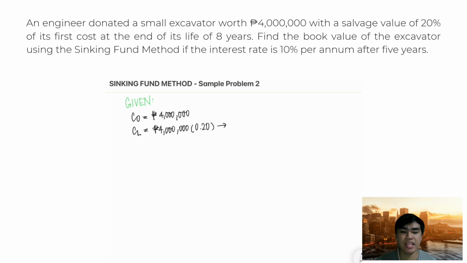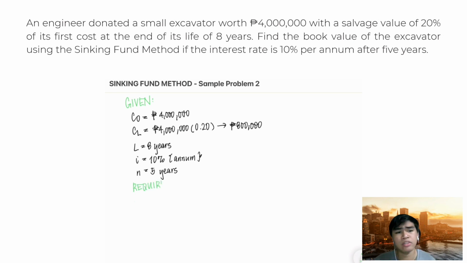The useful life of the said excavator is 8 years, while the interest rate is 10% and we're not using variable R because the rate is per annum. And lastly, the number of years for depreciation we want is 5 years. And what we want to solve here is the book value for 5 years. To solve this, we must start solving at the annual cost of depreciation, then the depreciation value on the 5th year, and the book value of the said number of years.